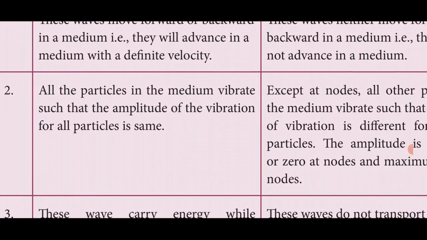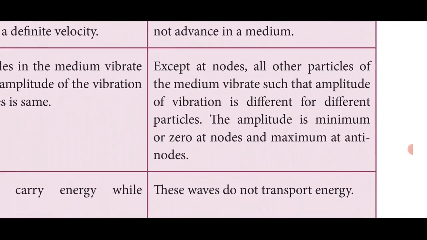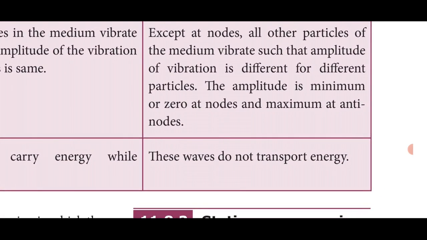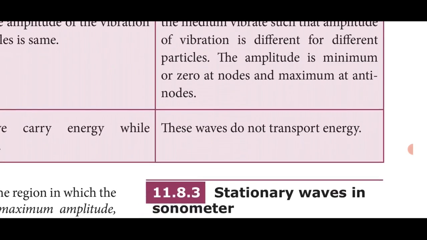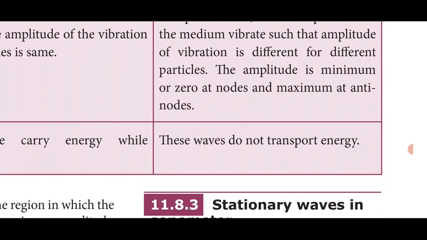For the progressive wave, all the particles in the medium vibrate such that the amplitude of the vibration of the particle is the same. But here, except at the nodes, all the other particles of the medium vibrate such that the amplitude of the vibration is different for different particles. Except the node, all the other particles make a vibration, so there will be different amplitude at different places. The amplitude is minimum or 0 at the nodes and maximum at the antinodes. We already know what a node and antinode are.